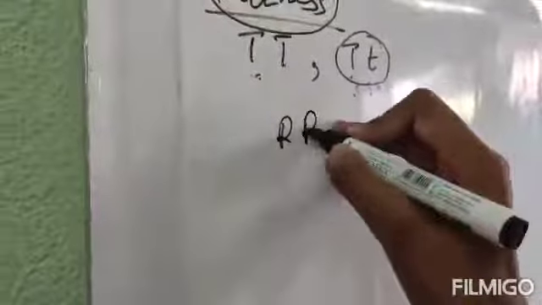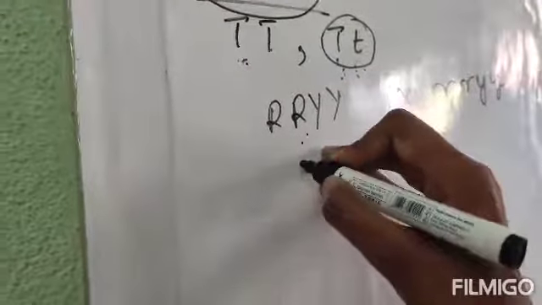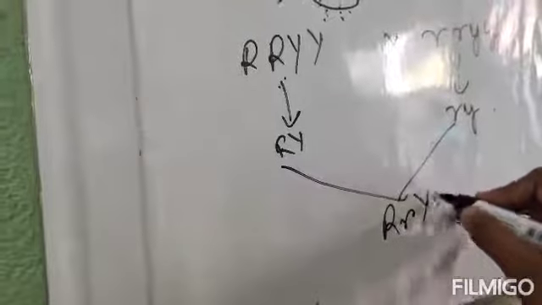So round yellow means this one, capital R, capital R, capital Y, capital Y, and wrinkled green is this one. So what is coming? So this is the genotype of the F1 generation.